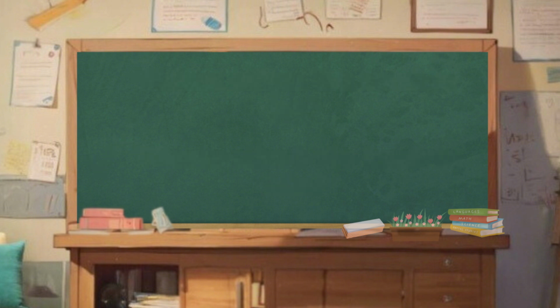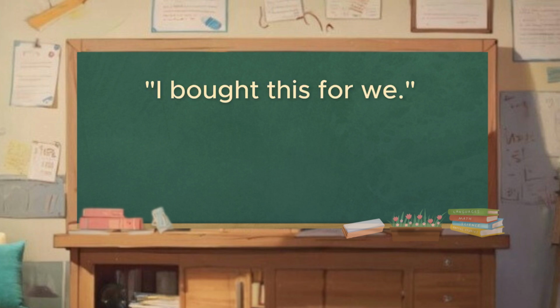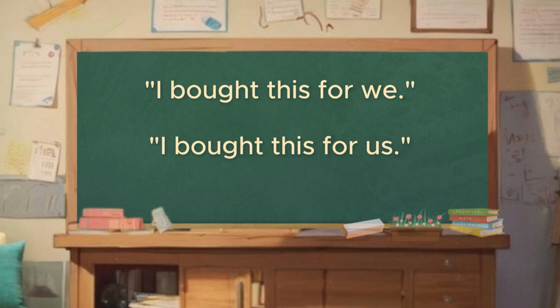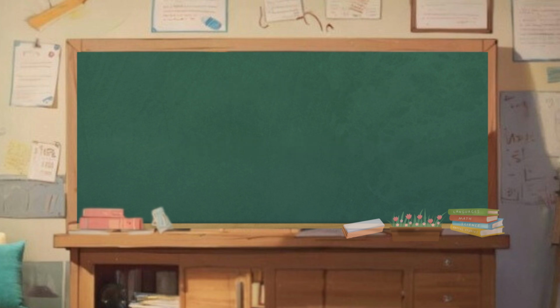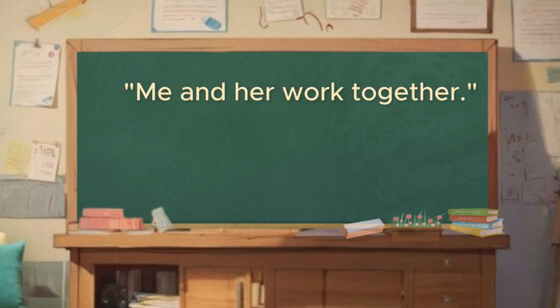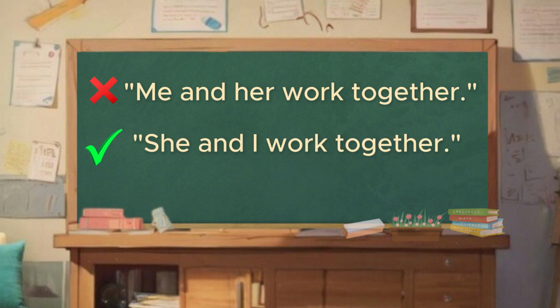Let's try one more. I bought this for we, or I bought this for us. The right answer is I bought this for us. Us is the object pronoun. Lastly, we often hear me and her work together, but that's wrong. The correct sentence is she and I work together. She and I are the subjects, and remember that I comes last.